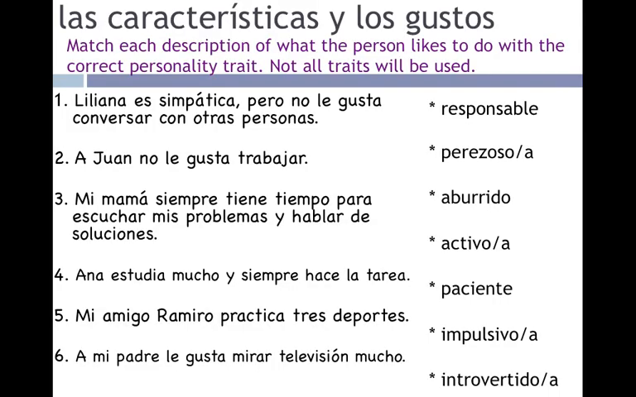So mira las características y los gustos and match each description of what the person likes to do with the correct personality trait. Not all traits will be used. Número 1. Liliana es simpática, pero no le gusta conversar con otras personas. Ella es introvertida. Make sure to change that adjective to be feminine singular to match Liliana, to agree with Liliana. Número 2. A Juan no le gusta trabajar. ¿Cómo es Juan? How is Juan like? A complete sentence. Él es perezoso.